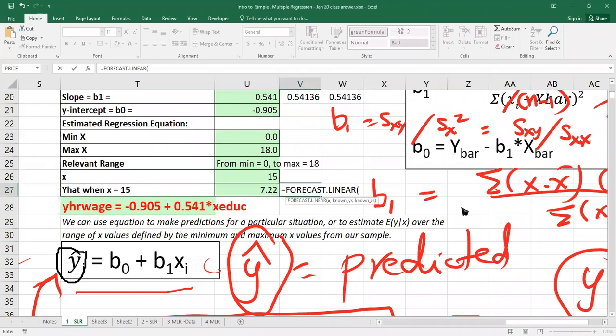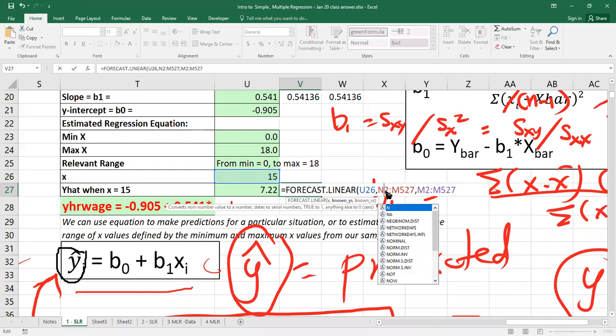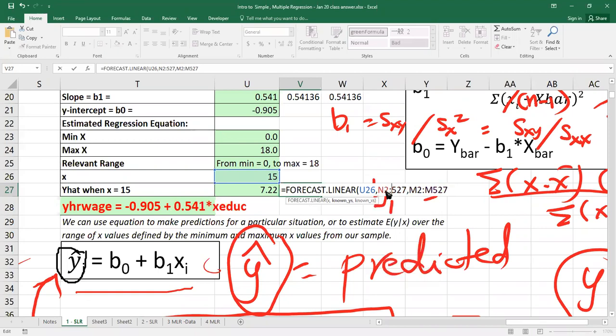So ano ba yung mga kailangan? X, known Y's, known X's. Okay? So ano ba yung pinapa-forecast sa atin? Forecast the value of Y when X is 15. Yan, X is 15. And then known Y's, nakuha ko ito ba? Okay, known Y's is N.